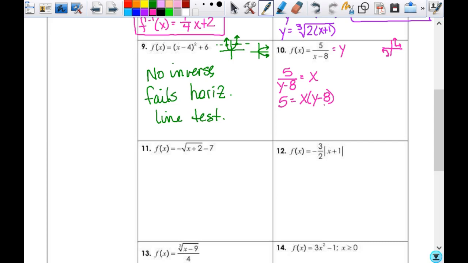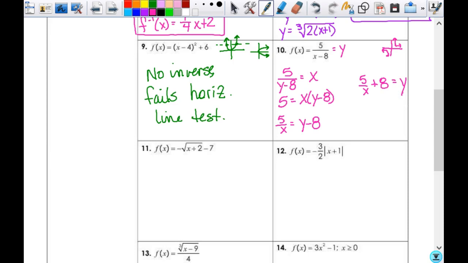Now, what am I trying to get by itself? Y. So should I distribute that x in there? Not at this point, because I can just move the x over, right? And I move the x over by doing what? Divide by x. So that'll give me 5 over x equals y minus 8. So then what do I do? Add 8 to both sides. So when I do that, is that going to give me 13 over x? No. I have 5 over x equals y.